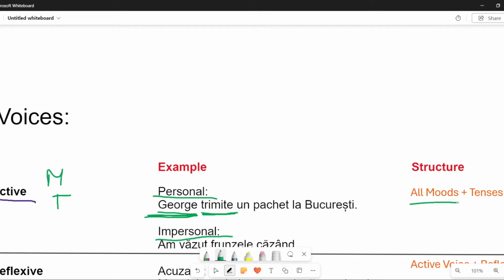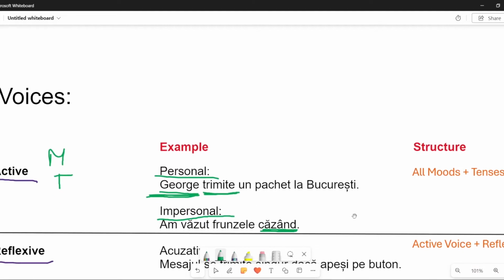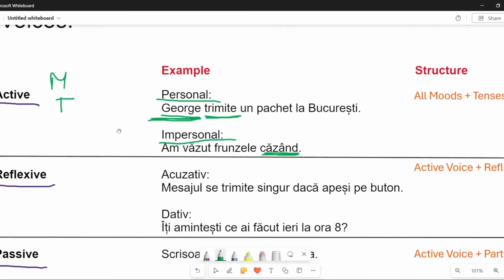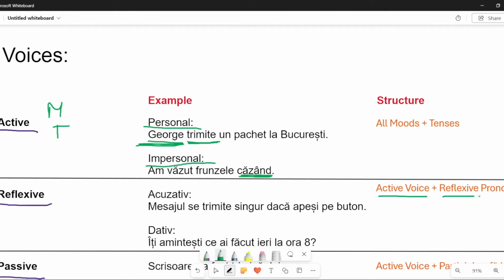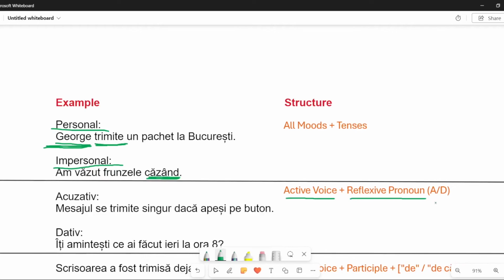Under those moods, there are personal or impersonal ones which give a subject or not. Okay, the reflexive, the coolest of the voices, and not because it flexes, as the name suggests. The reflexive voice is built on the active voice plus a reflexive pronoun in accusative or in dative. So yes, we're talking about cases.